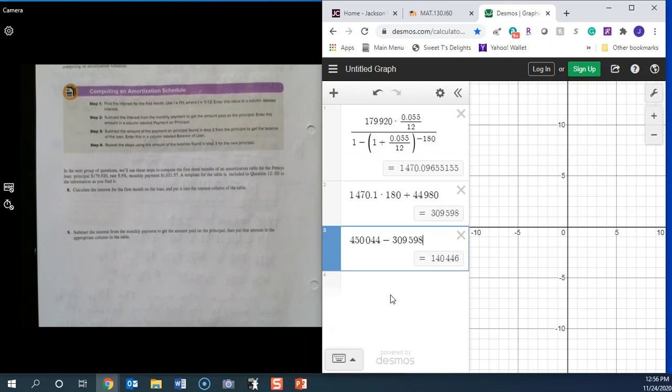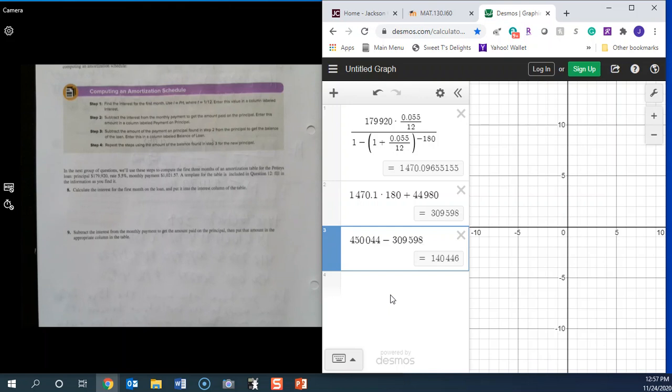Okay, now they have here where we could compute an amortization table or schedule, and it tells you the different steps. We're going to go through the steps here so you could just follow along. It says in the next group of questions, we'll use these steps to compute the first 3 months of an amortization table for the Petty's loan. Principal $179,920, rate 5.5%, monthly payment $1,021.57.